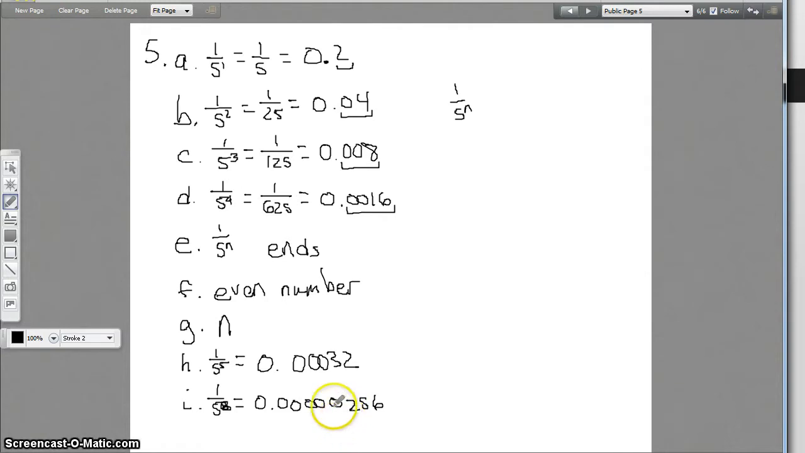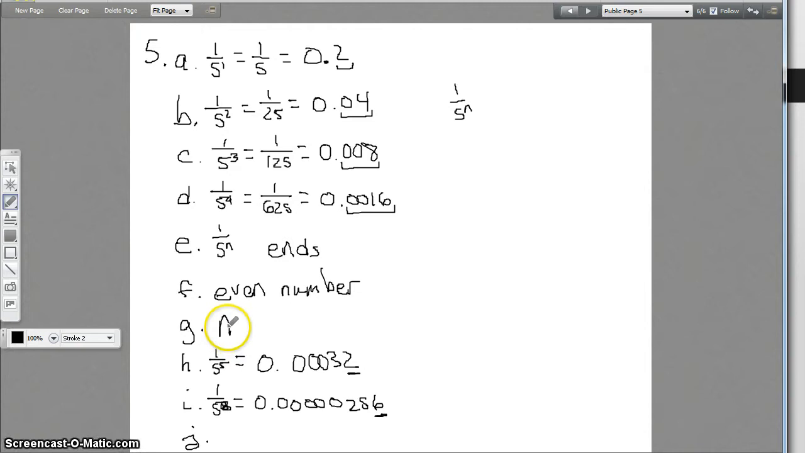So then question part J says, do the results agree with your answers to parts E through G? Part E asked if you think it's going to end. Well, both of these end. Part F asked what kind of number do you think will be at the end? And we said even. Well, these are both even numbers, so that's true.